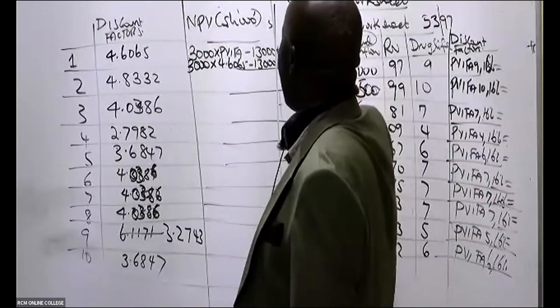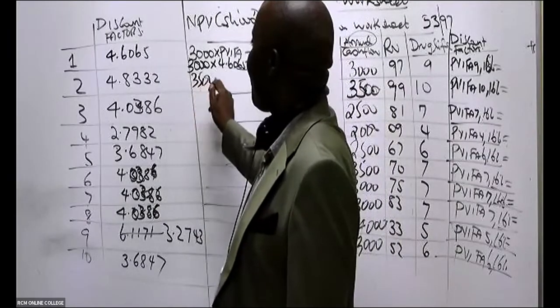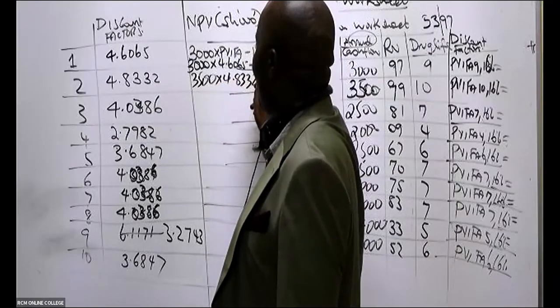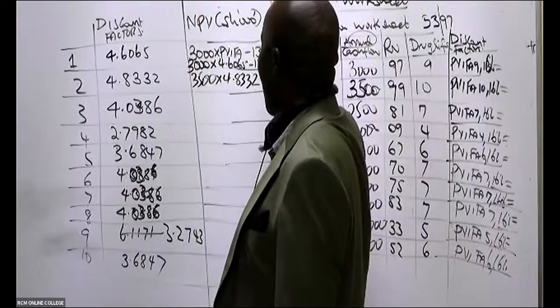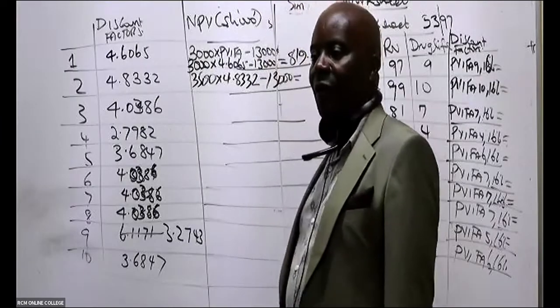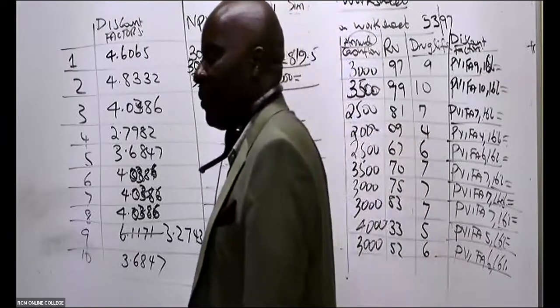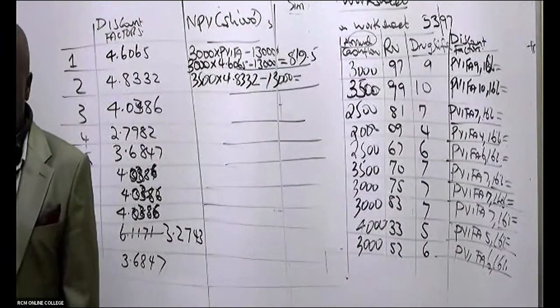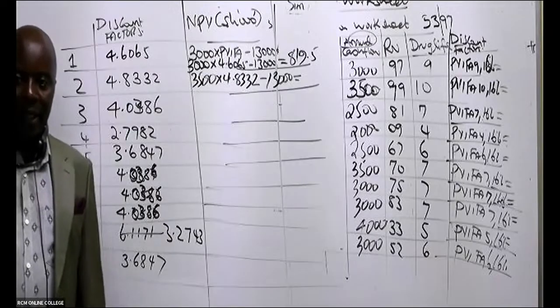The second one I can see it's 3,500 every year times the discounting factor, which is 4.8332 minus this 13,000. The 13,000 is common across; it doesn't vary, it remains like that throughout.